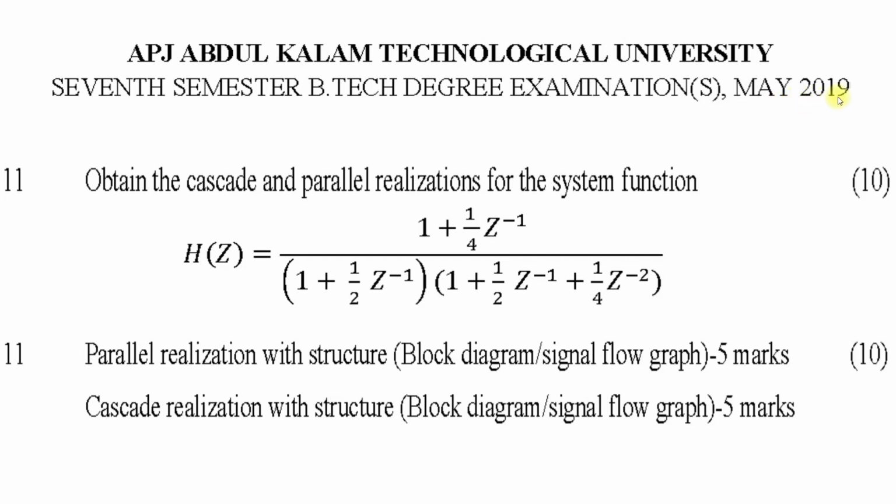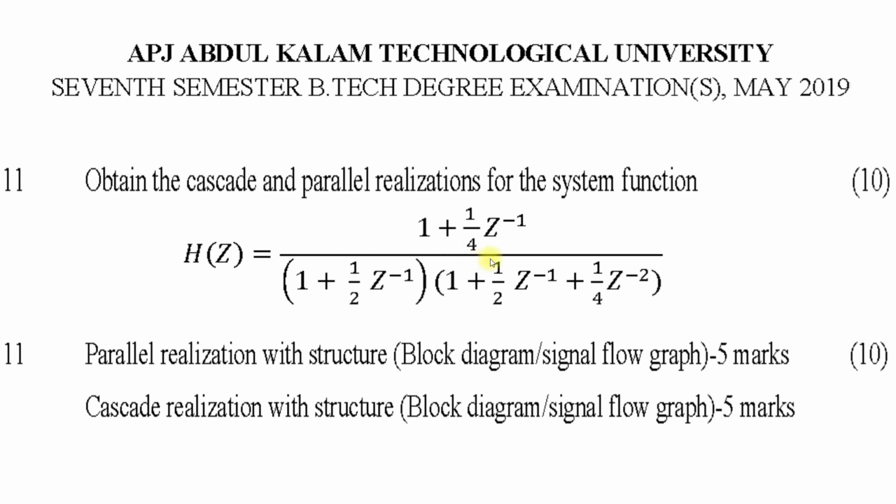May 2019 Supplementary Exam, 11th question. Obtain the cascade and parallel realizations for the system function H of z as given here. The scheme of evaluation: parallel realization with a structure, block diagram or signal flow graph, 5 marks. Then cascade realization with the structure, block diagram or signal flow graph, 5 marks. So let us draw the block diagram.